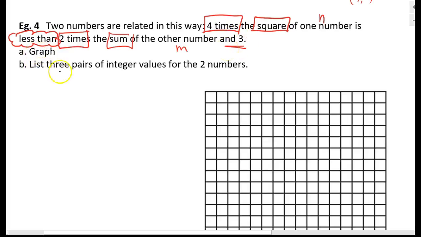Okay, it says graph and list 3 pairs. Well, before we do any of that, we need to write an inequality to describe this. So 4 times the square of a number would be represented like that, is less than, but not equal to, 2 times the sum. Okay, so that means 2 is affecting everything that we're adding together. And that's going to be the other number and 3.